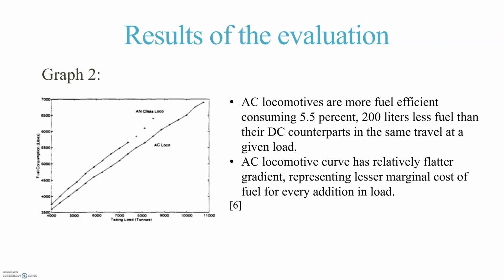The fuel consumption graph plotted against trailing load in the given figure represents fuel efficiencies of both types of locomotives. Clearly, AC locomotives are more fuel efficient, consuming 5.5%, or 200 liters, less fuel than their DC counterparts in the same travel at a given load. The AC locomotive curve has a relatively flatter gradient, representing lesser marginal cost of fuel for every addition in load.